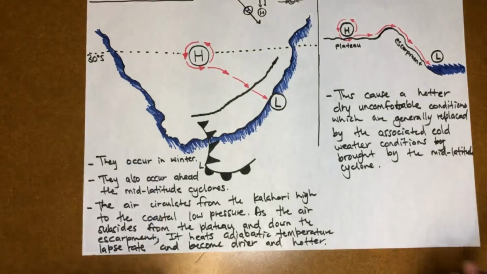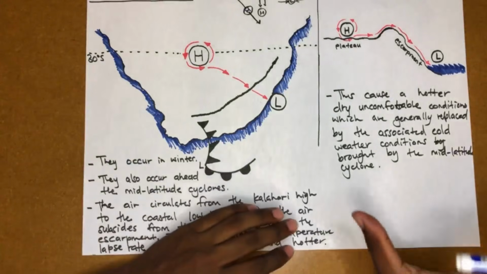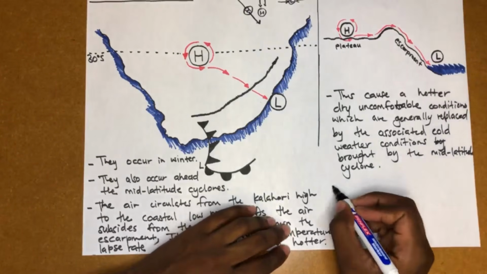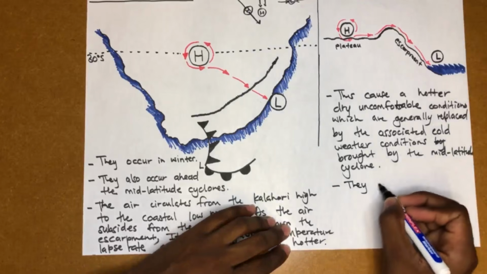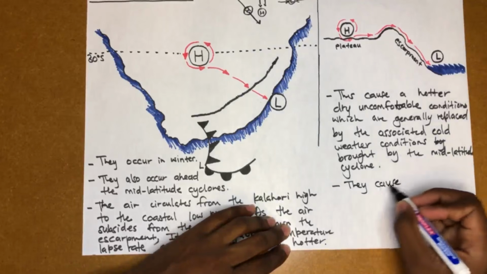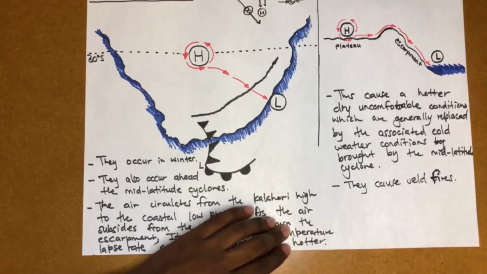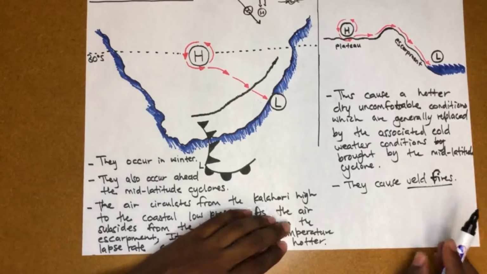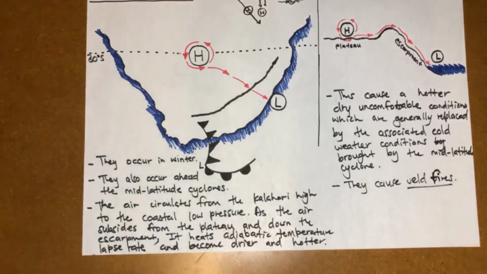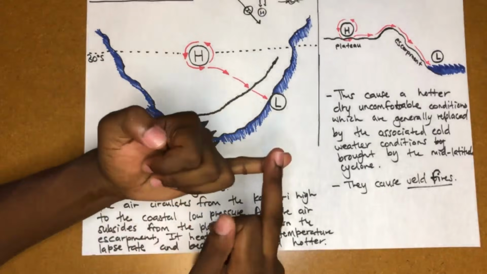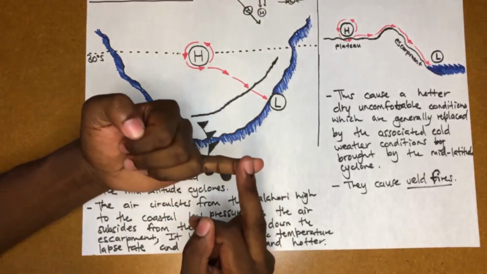All right. So the most common thing that they cause are veld fires. Bergwinds cause veld fires. So if they cause veld fires, it means that the environment is going to be negatively impacted. The ecosystem or the biodiversity is disrupted.